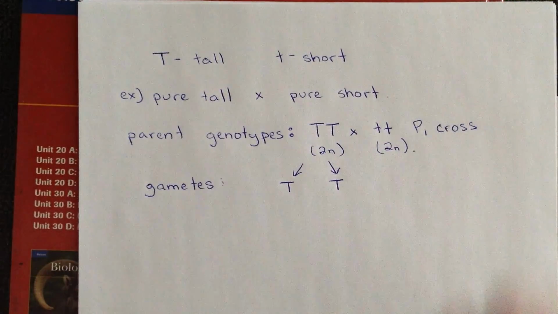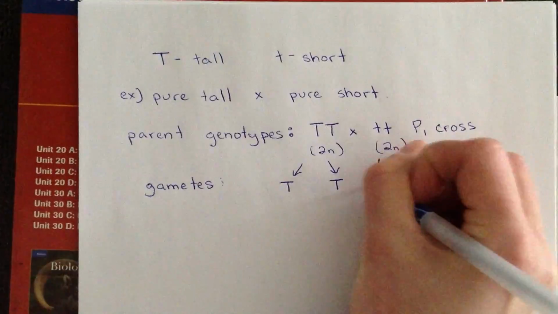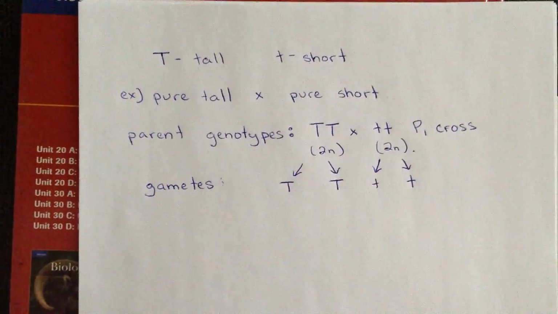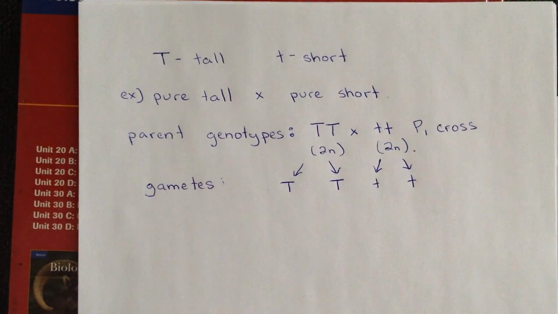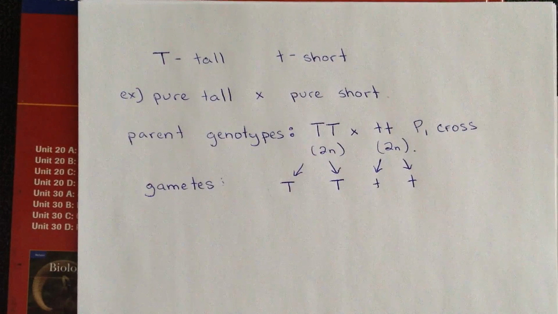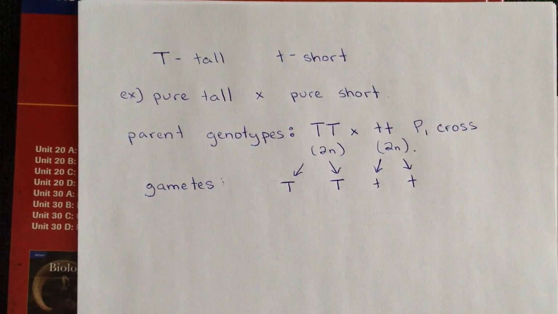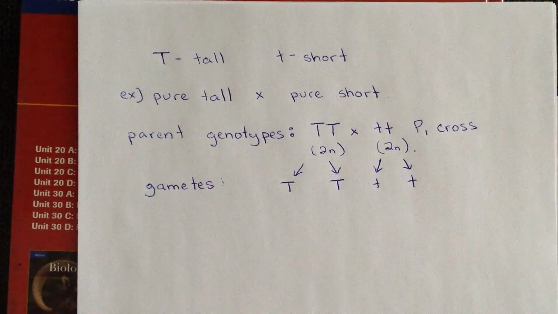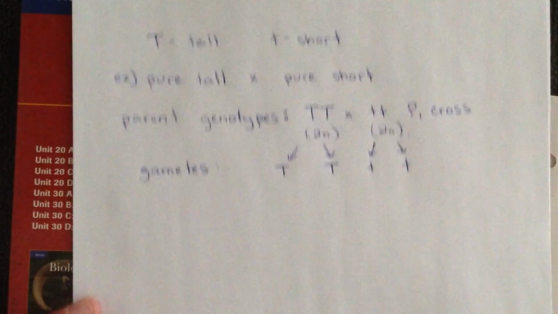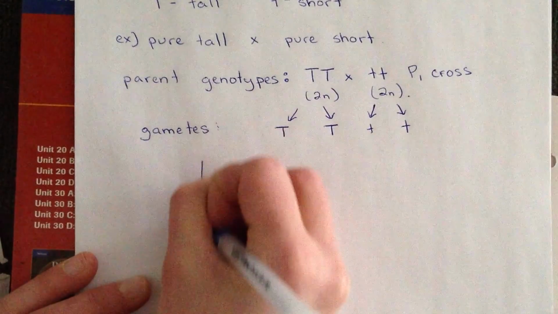Now the same thing is going to happen for our short pure plant. Its gametes are going to split up into haploid cells, whether sperm or eggs. That diploid organism goes to haploid once it undergoes meiosis. So these are the gametes that get produced because of these genotypes. Sound good? Okay, so this is how you work out a Punnett square.